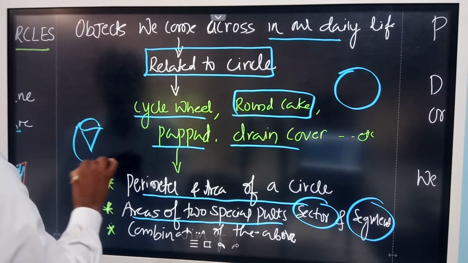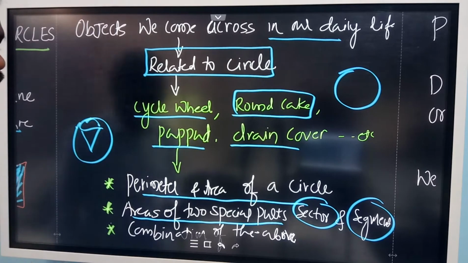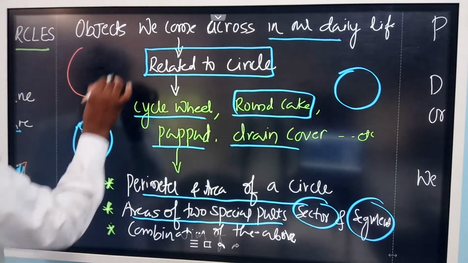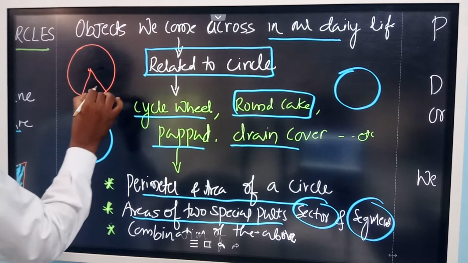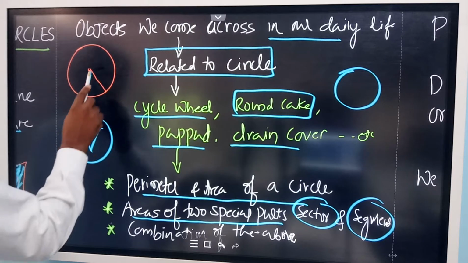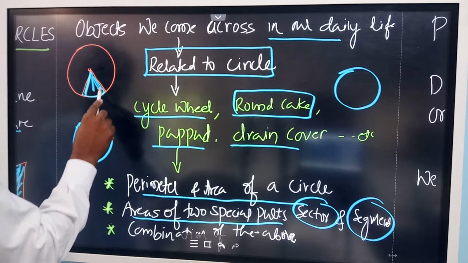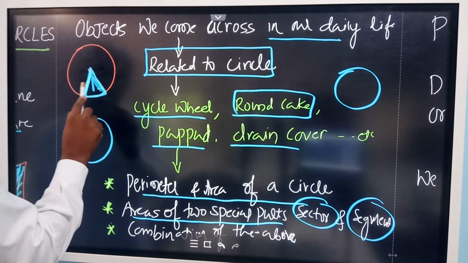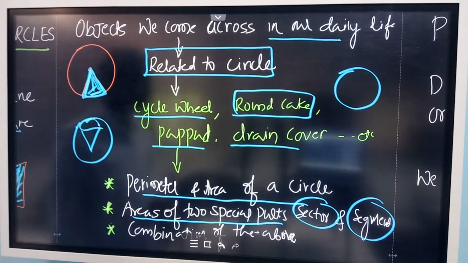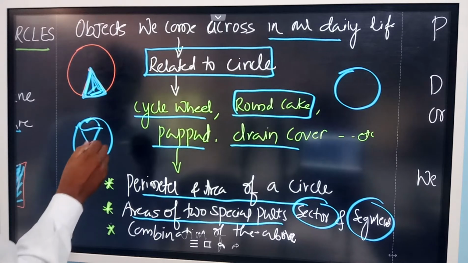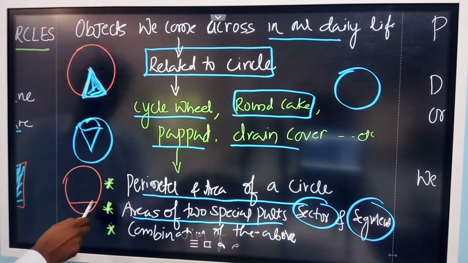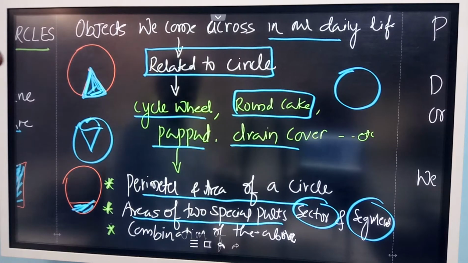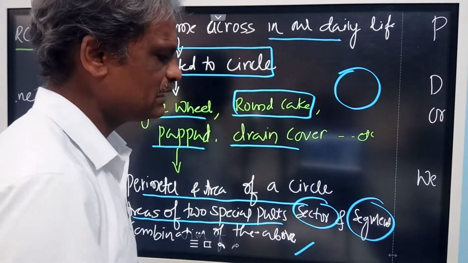If a circle is like this, you know what a segment and a sector are. Suppose here is a circle: from the center, the region enclosed between two radii and an arc is called a sector. And what is a segment? That is the region between a chord and an arc. That is called a segment. We will learn all these things in detail in this chapter.